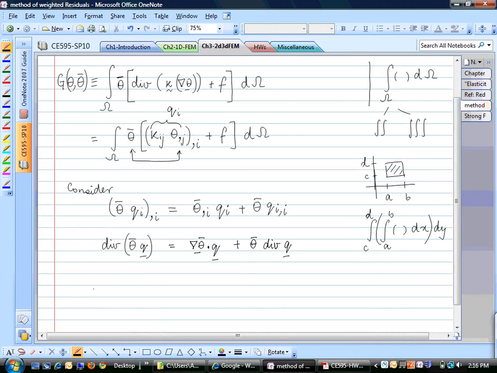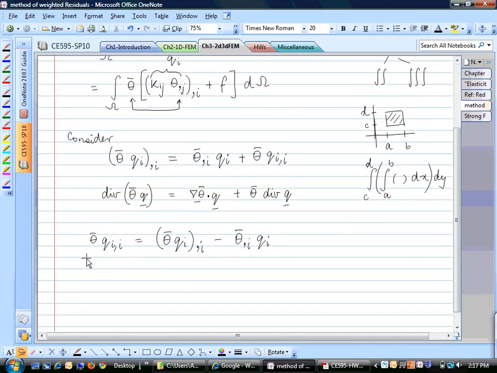So this means that I can express theta bar times qi comma i is equal to theta bar qi whole derivative minus theta bar comma i qi. All I've done here is take this term to the other side, so that becomes a minus sign, and flip the order of left hand side and right hand side. So I will take this and substitute it in my weak form.